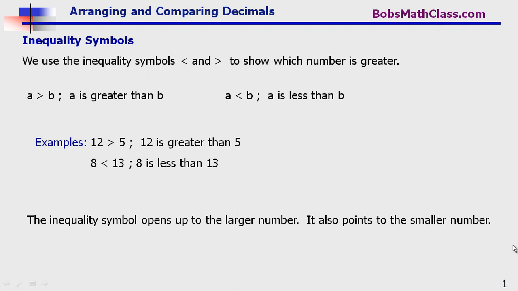Here's some examples. 12 is greater than 5. That's the first line. The second line is 8 is less than 13. Notice that the inequality symbol opens up to the larger number, and it also points to the smaller number. So when we wrote 12 is greater than 5, it opens up towards 12, and it points towards the 5. It points towards the smaller number, and opens up to the larger number.